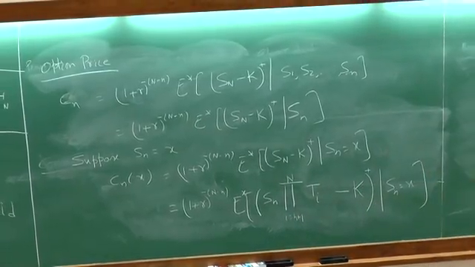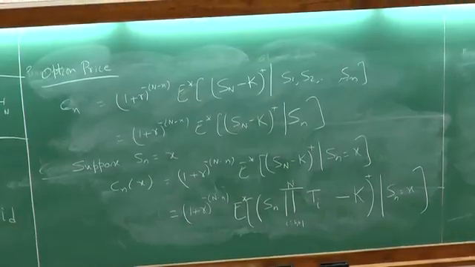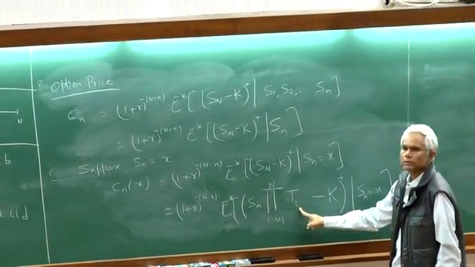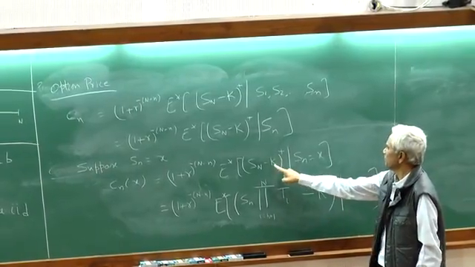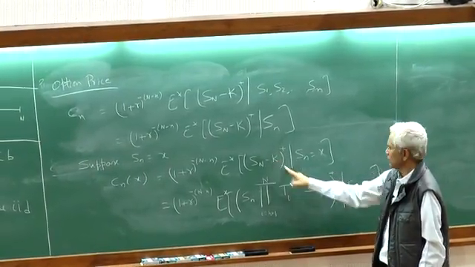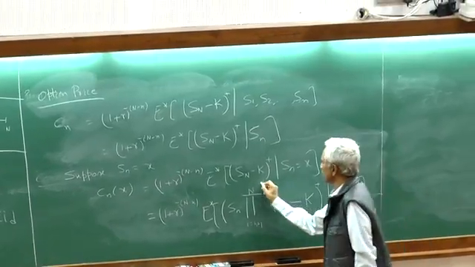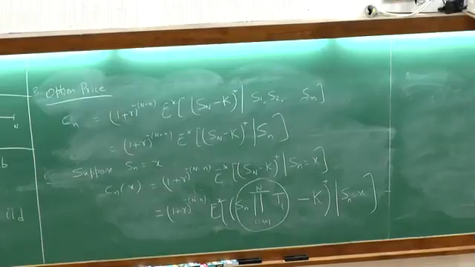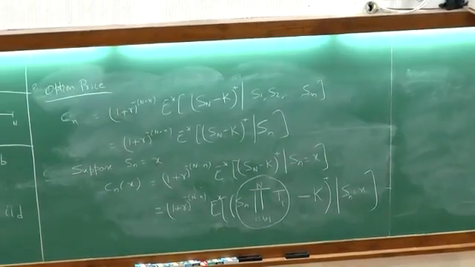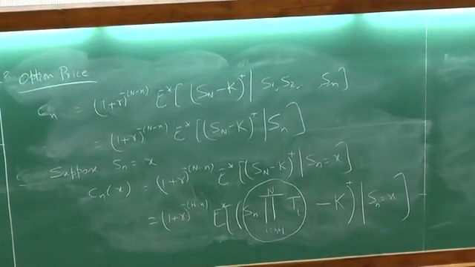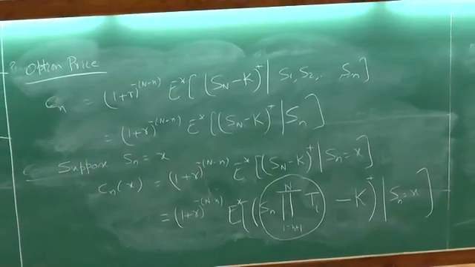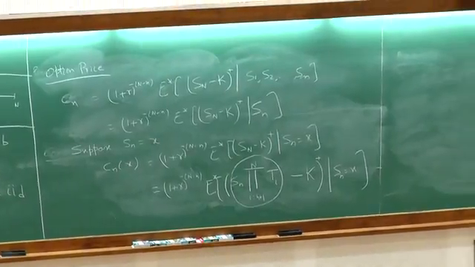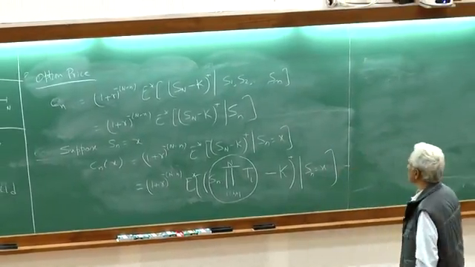Is that okay? I have not played with this Sn. This quantity is equal to capital SN, right? It's kind of a telescopic product. But now I know Sn, this is no more a random variable. These Ti are the random variables.